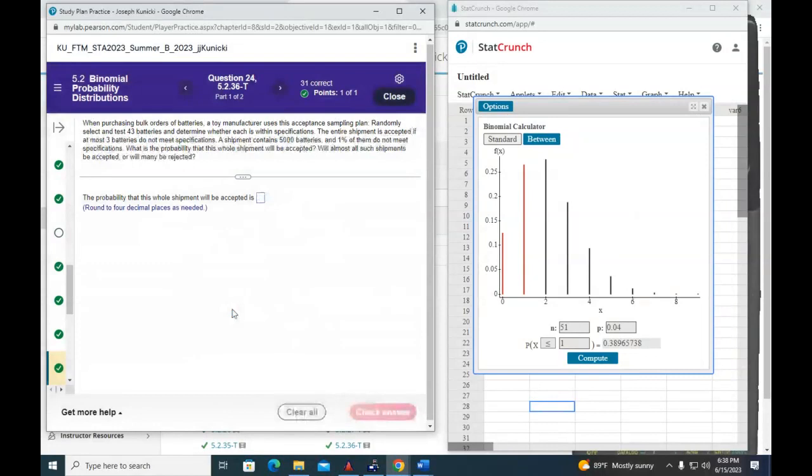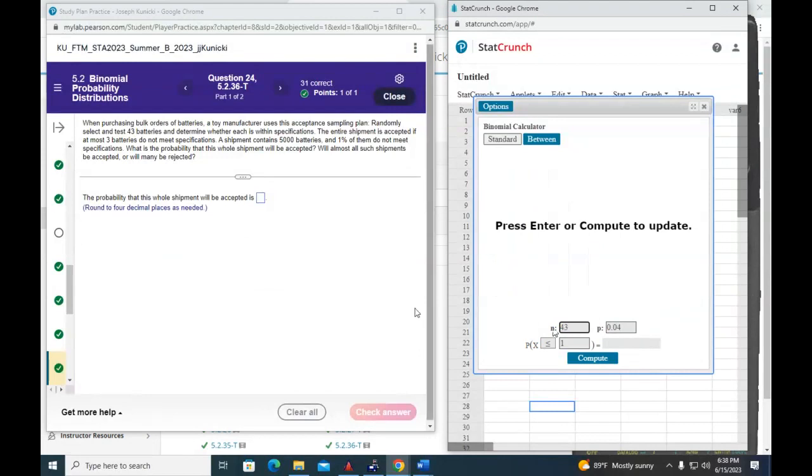We'll try another one. Number 36. When purchasing bulk orders of batteries, a toy manufacturer uses this accepted sampling plan. Randomly select and test 43 batteries. So that's N. That's the sample. Determine whether each is within specifications. The entire shipment is accepted if at most 3 batteries. So now we have X less than or equal to 3, and the percentage is 0.01. 1% are defective.